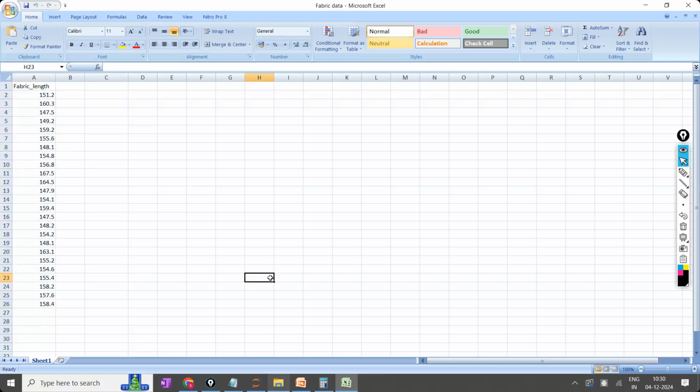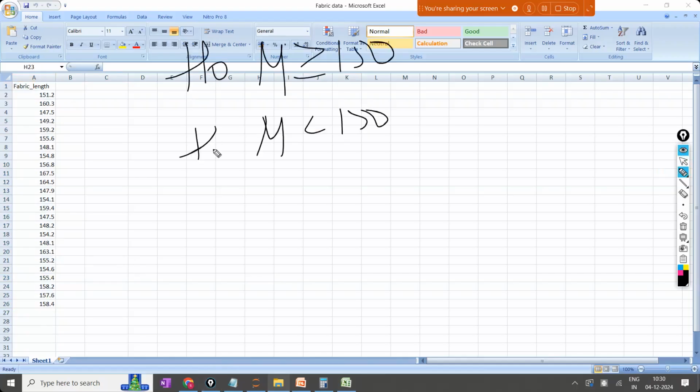Now, the question they are asking is to check whether the average, that is the population mean, is more than 150 or not. So that is, mu is greater than or equal to 150, and mu is less than 150. This is the null and this is the alternate hypothesis. Okay. This data is not normally distributed. It is skewed. That is the problem. It is skewed data. Now what are we going to do?